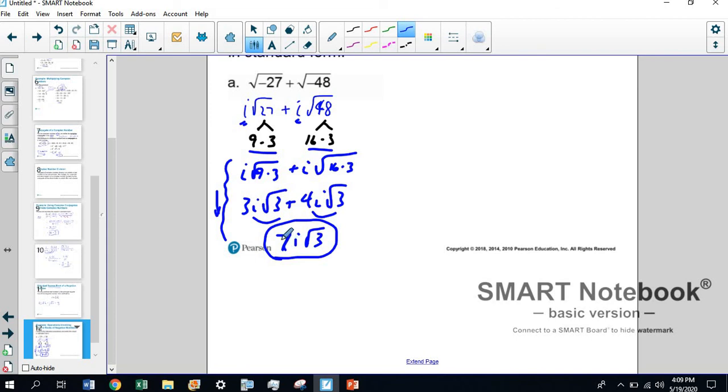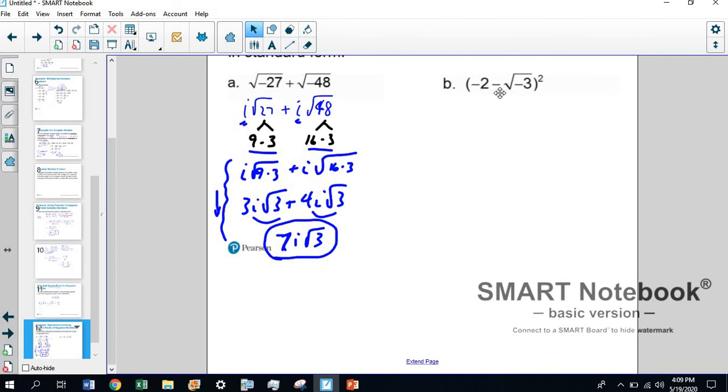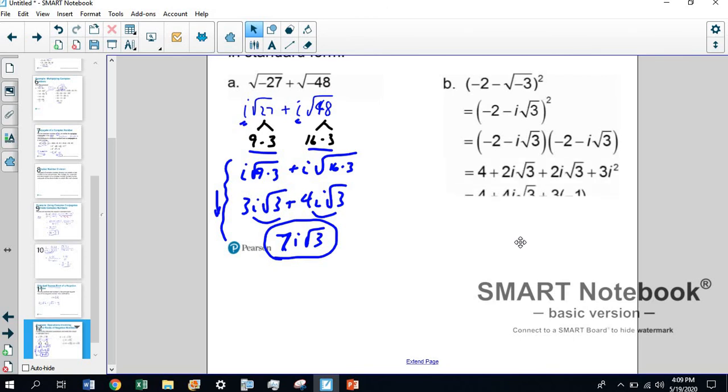Okay. A second example of this, if you have negative 2 minus the square root of negative 3, squared, you must turn this into an i first. You don't do anything else until you make that an i. Okay. Now, how do you square this out? You do not distribute the square. You don't do that. You FOIL it. So you have to write it as negative 2 minus i square root of 3 times negative 2 minus i square root of 3. And then you FOIL it out, and then you simplify.